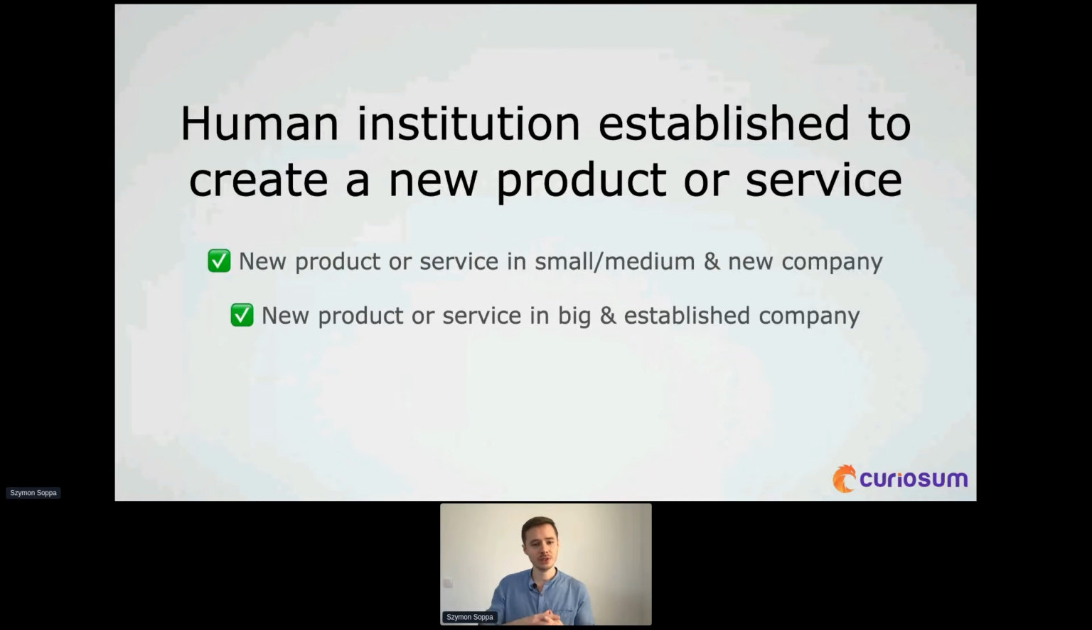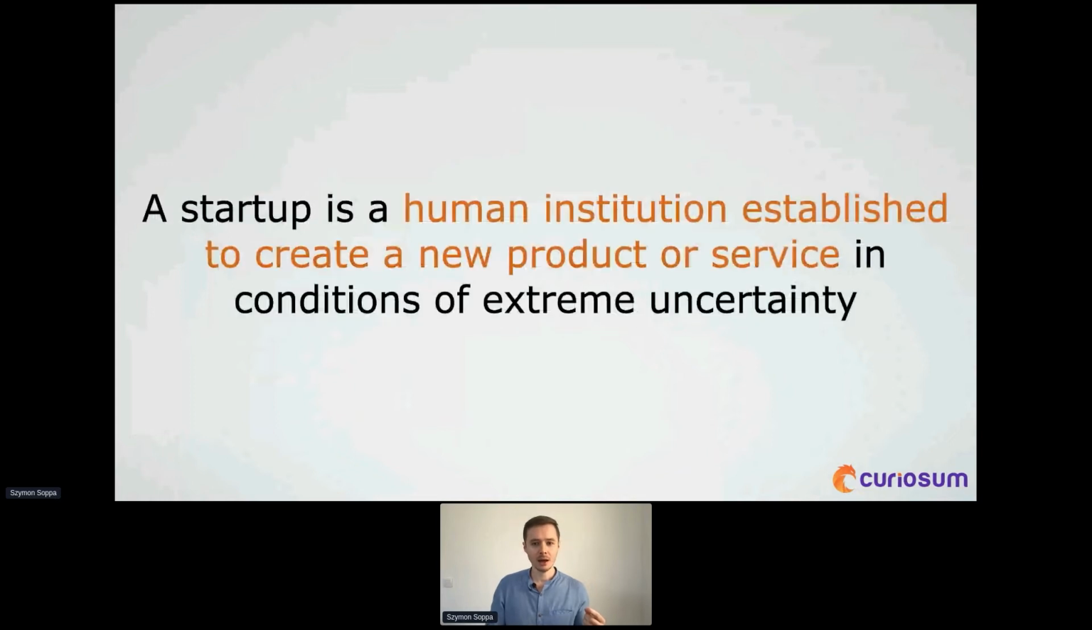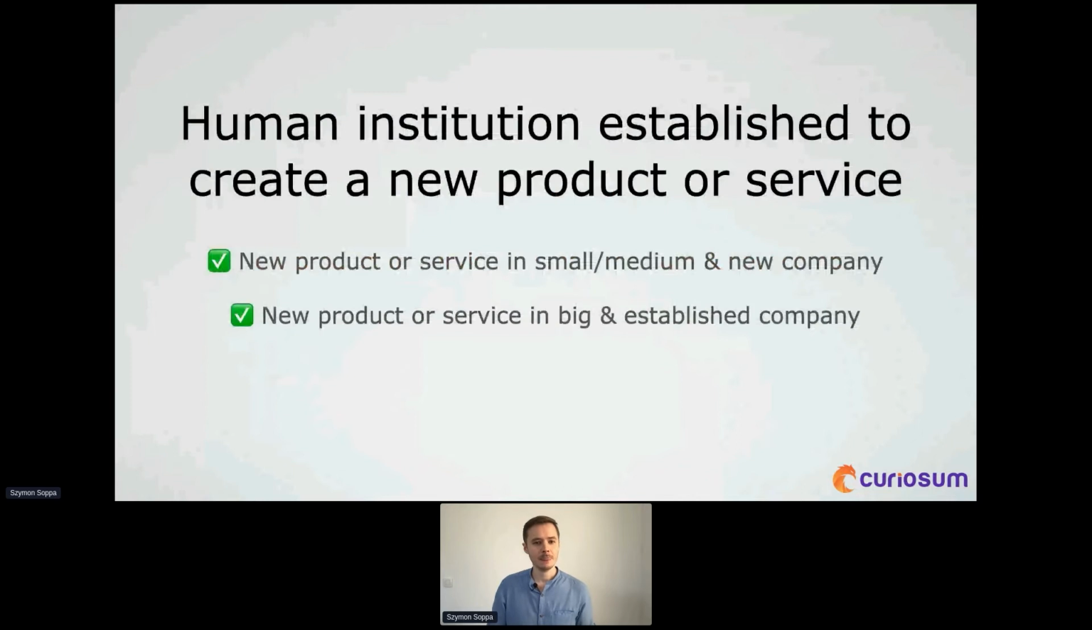And if it's a new product or a service and they don't have proper data on it, so they operate in an environment of extreme uncertainty, then it means that they are a startup as well. So if you didn't consider yourself a part of a startup, maybe you will now.